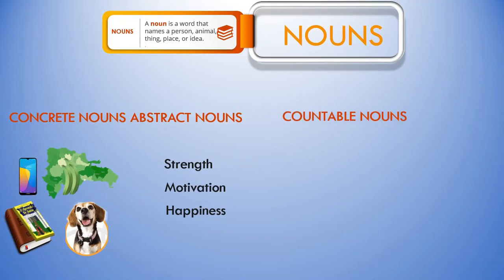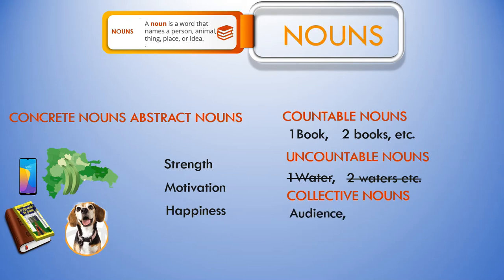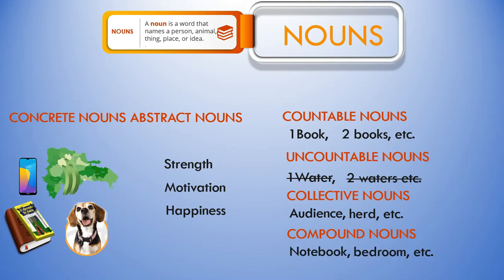Nouns can also be divided into countable ones if we can count them, one book, two books, for example. Uncountable if we cannot count them, one water, two waters, that's not possible. Collective if they refer to a group, audience, herd, etc. And compound if they are made up of two or more existing words, notebook, bedroom, etc.